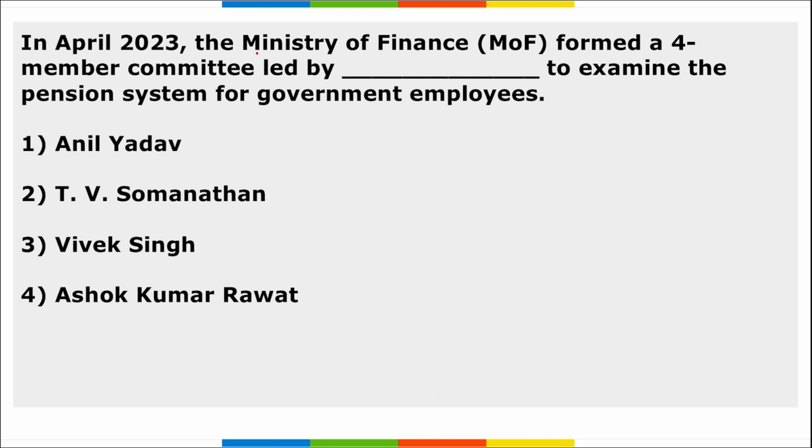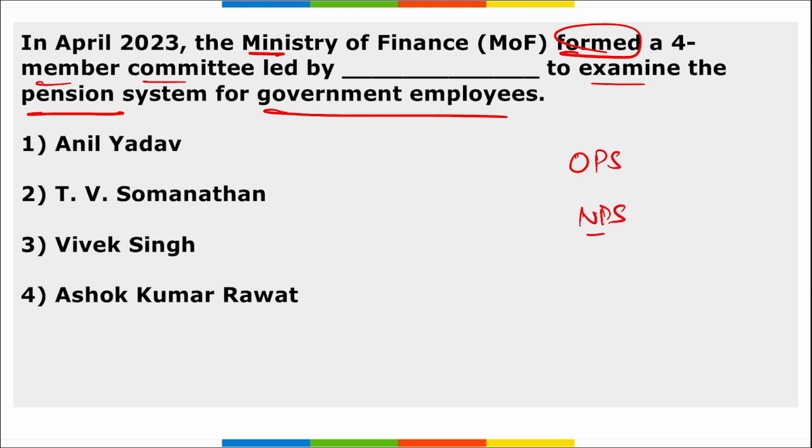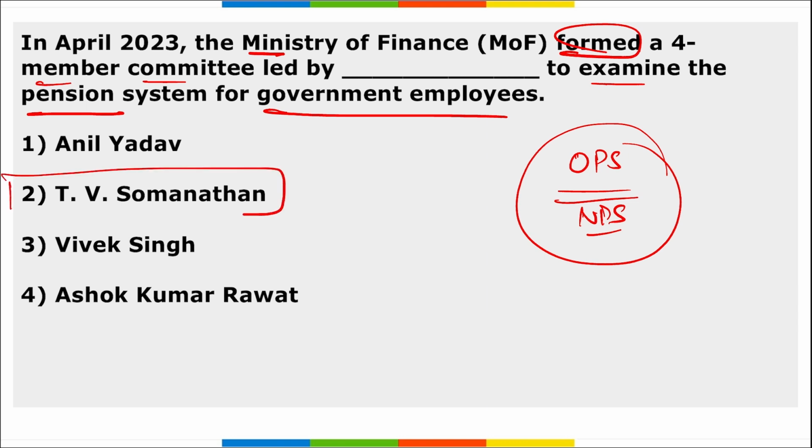Next, the Ministry of Finance formed a 4-member committee, led by Dash, to examine the pension system for government employees. We know there are two types of pension system, the old pension system and the new pension system, right? In order to examine both pension systems, the Ministry of Finance has formed a 4-member committee that will be led by T.V. Somanathan to examine the pension system for government employees, right?